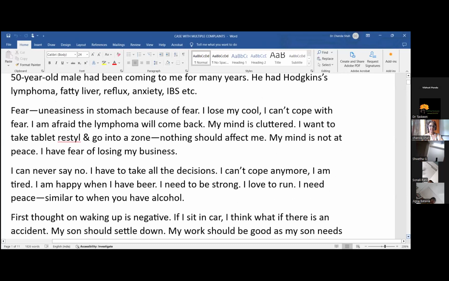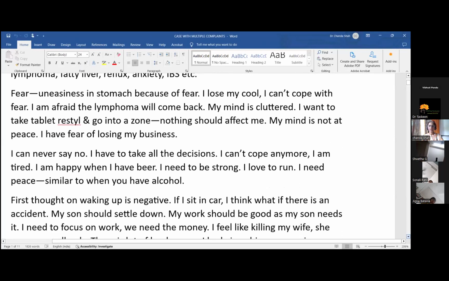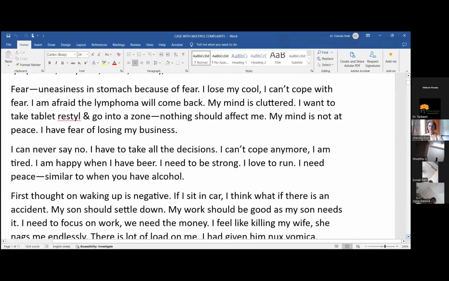And he's saying, I can never say no. I have to take all the decisions. I can't cope anymore. I'm tired. I'm happy when I have beer. I need to be strong. I love to run. I need peace, similar to when you have alcohol. So with alcohol, he wants to relax, he wants to chill. Okay.